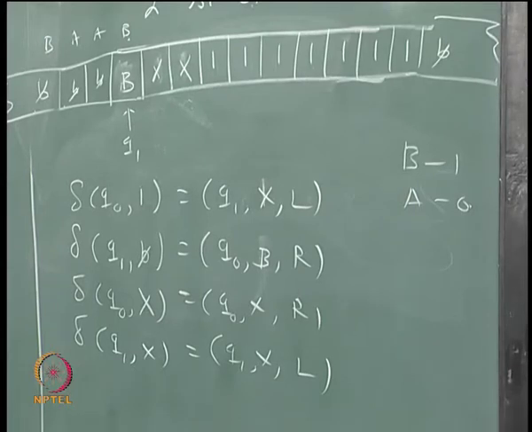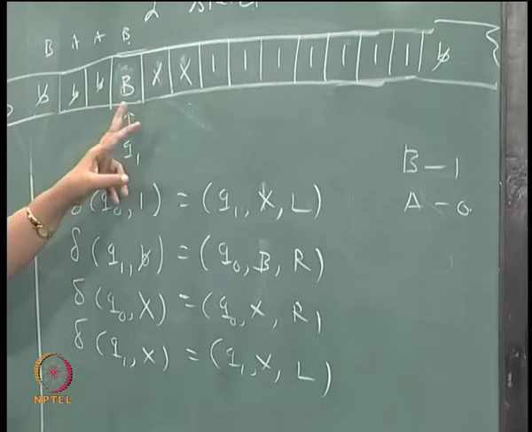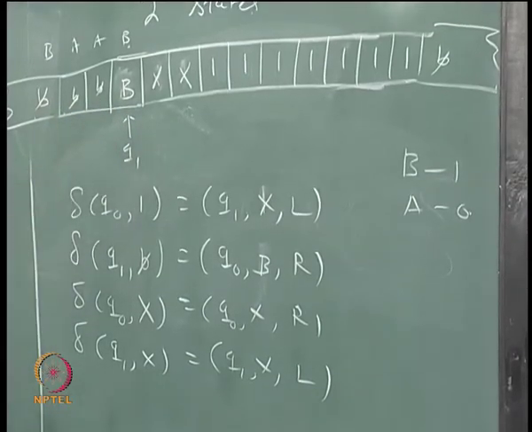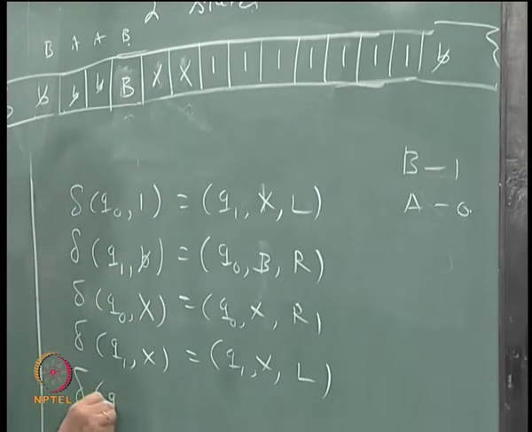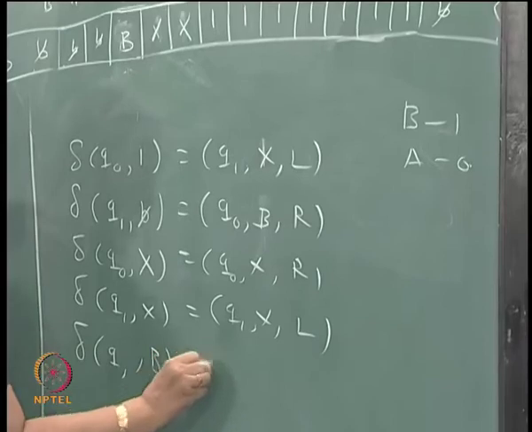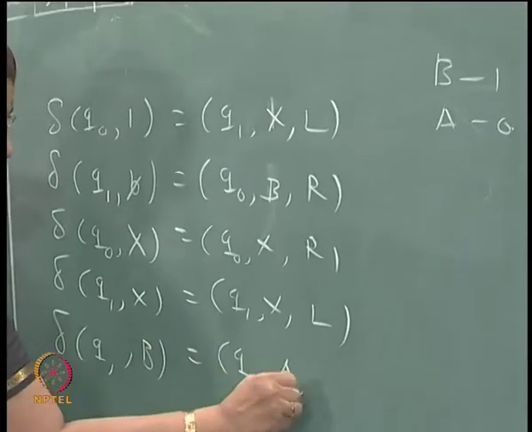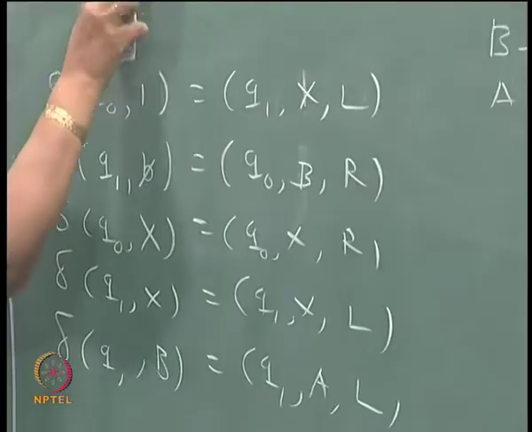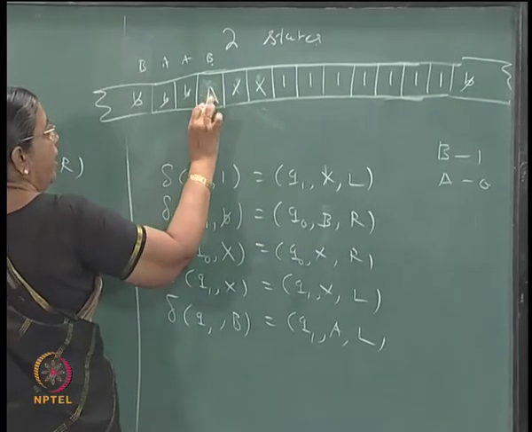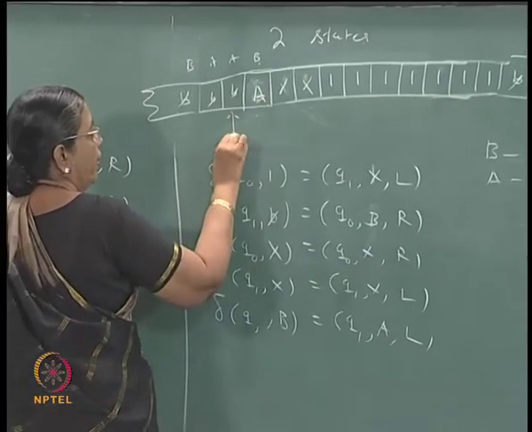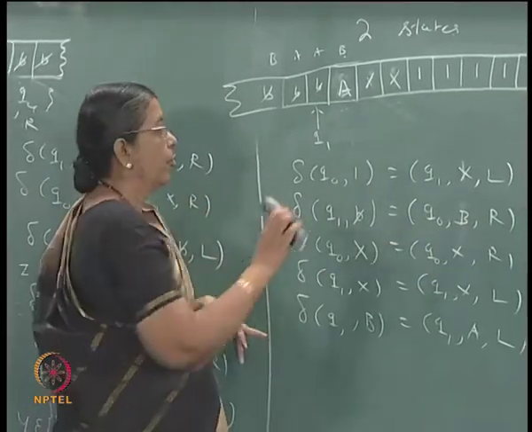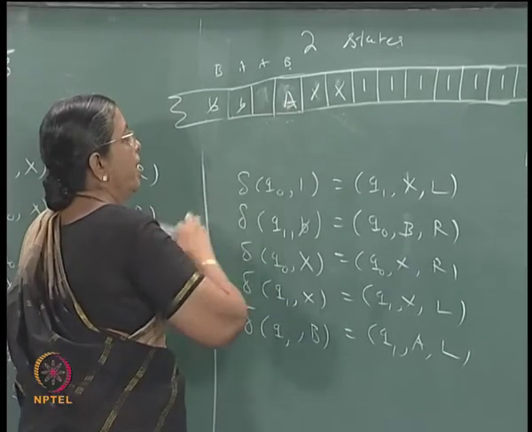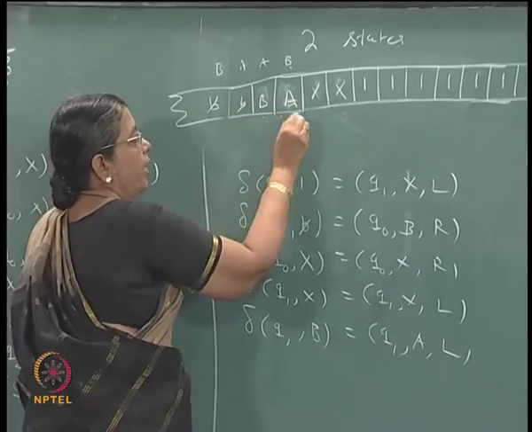Now, in Q1, you have changed 2 of them into X's, so you should have the number 2, that is B and A. So, when in Q1 you see a B, change this into a A and move left. In Q1 when you see a blank, print a B and move right. So, now you print a B and start moving right in Q0.